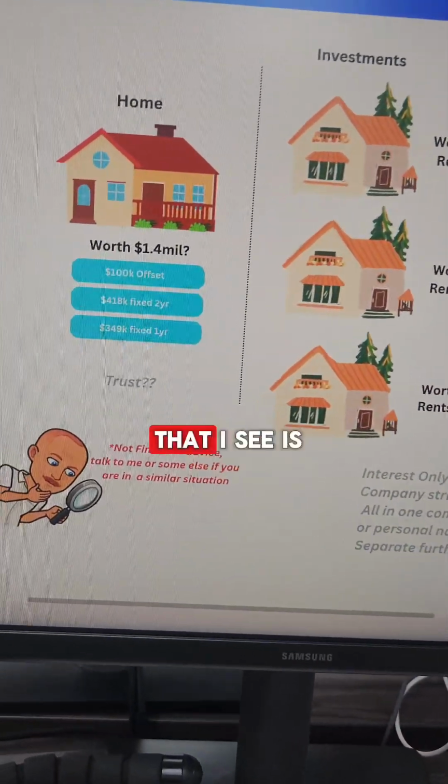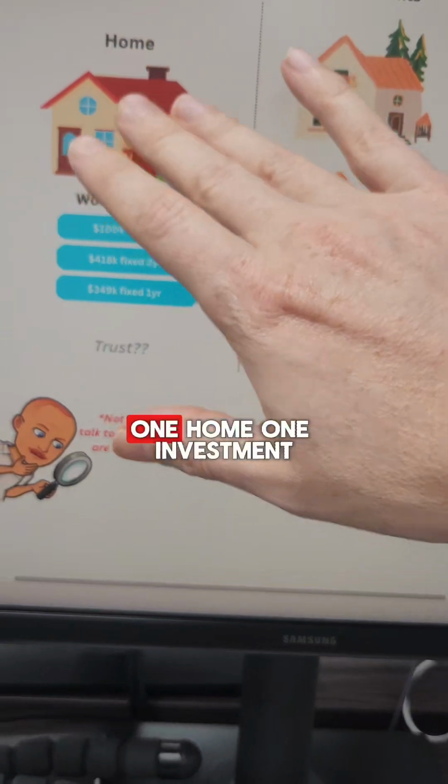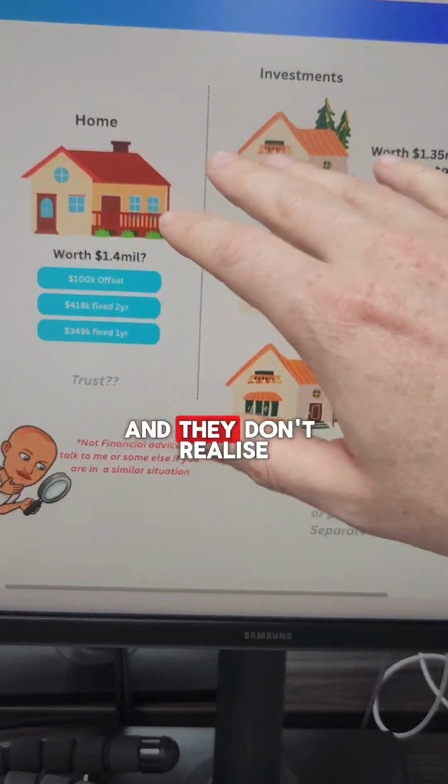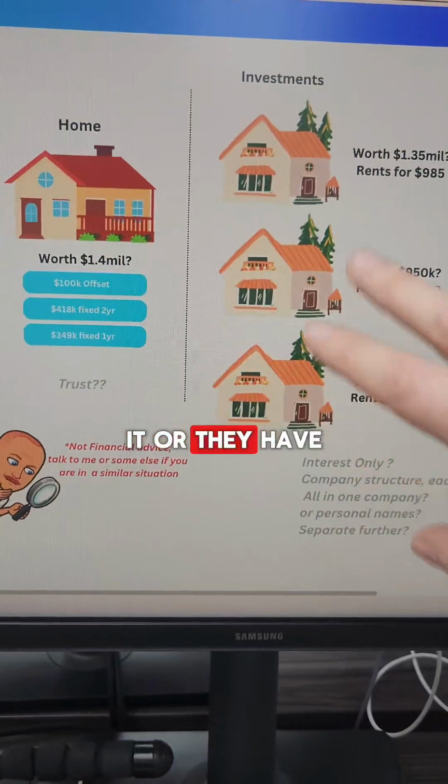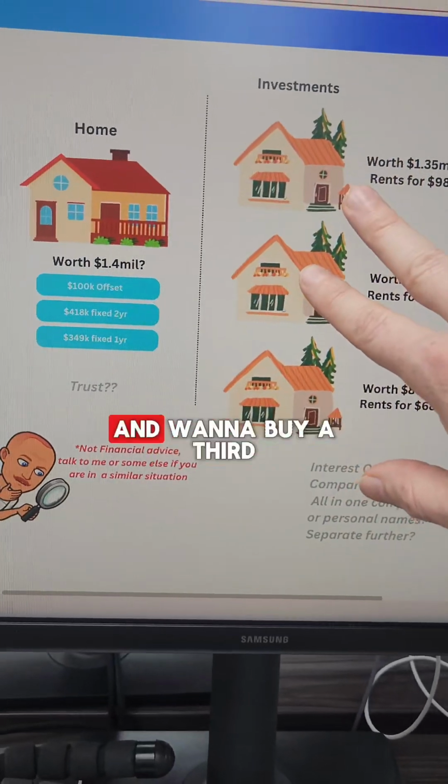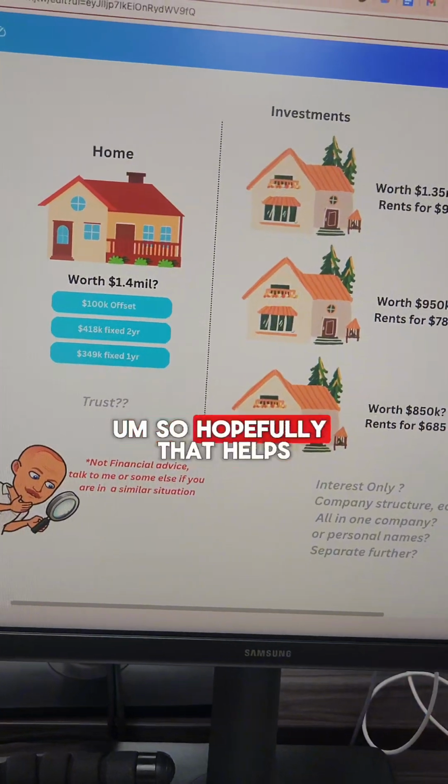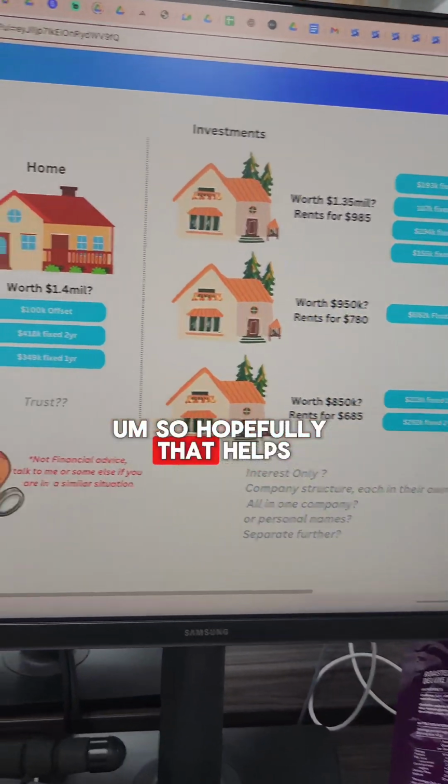The most common thing that I see is people just have one home, one investment property at the same bank, and they don't realize that they should be separating it, or they have like 2 investment properties and want to buy a 3rd. So hopefully that helps.